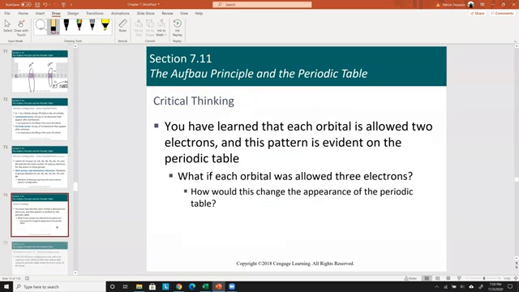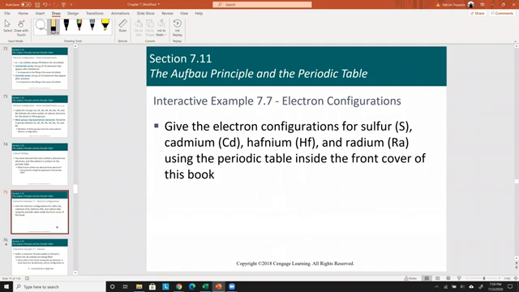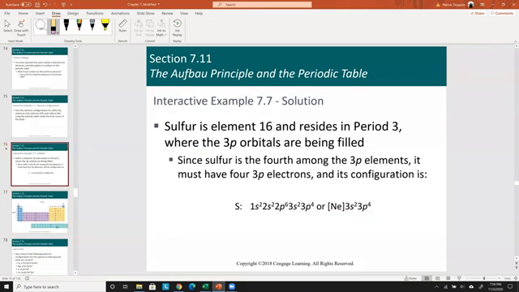We've talked about main groups already. Critical thinking, we don't have time for that. Give electron configurations. Okay, so we did enough examples on that. If you're watching the video, you can pause and then do some more examples here. Okay, now let's go forward.